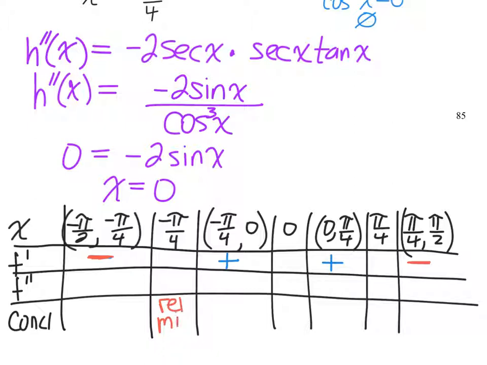I gotta write super slow now. It can't keep up with my brilliance. So decrease, increase, increase, decrease. All right, so increase to increase, that's no change, but increase to decrease would imply a relative max.